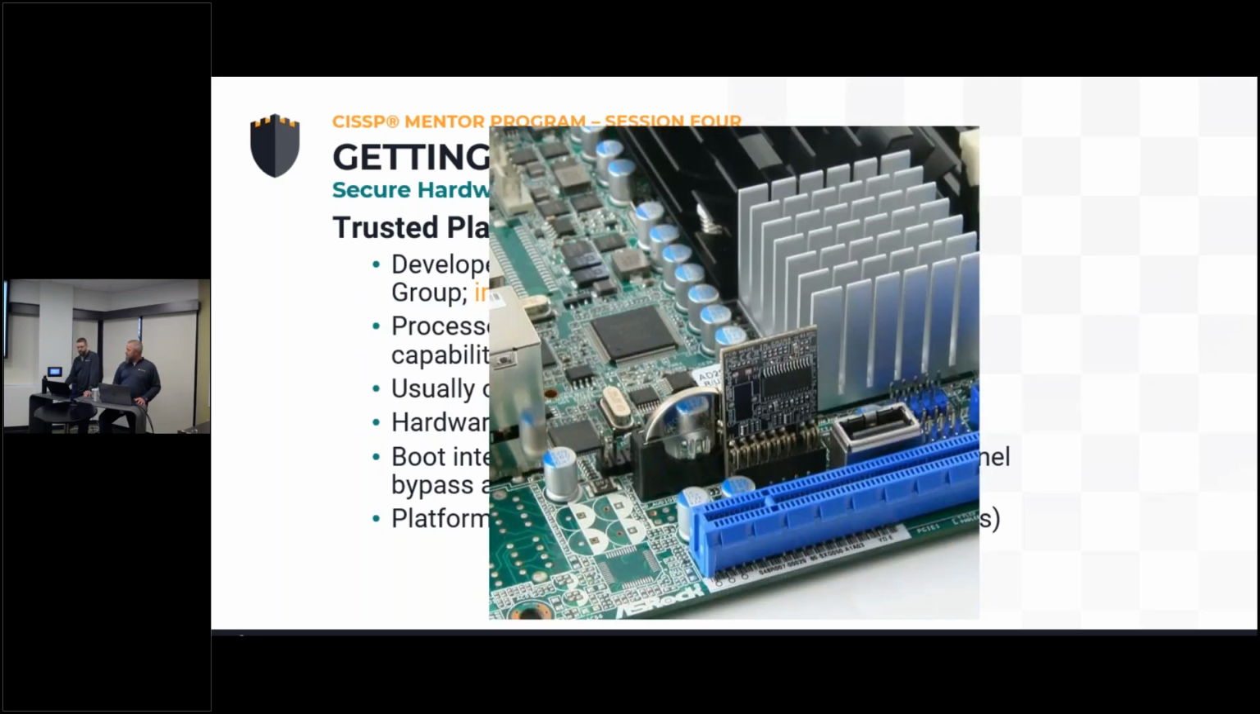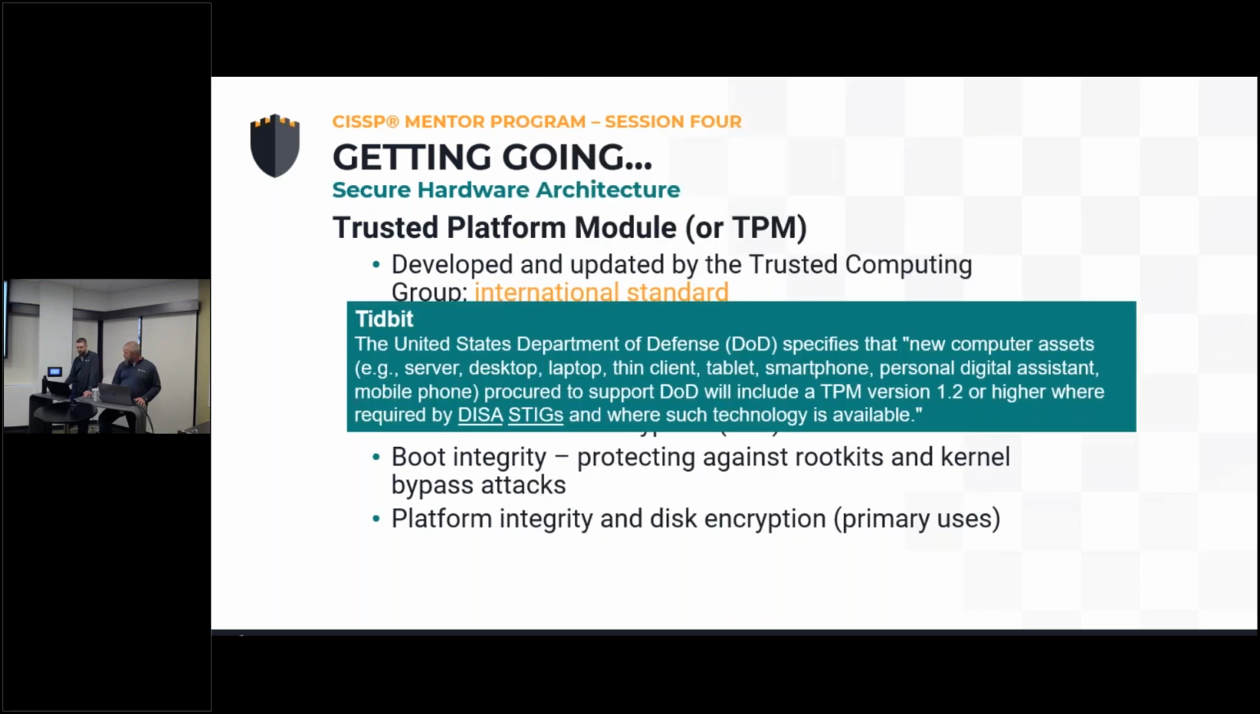That was a TPM chip, that little thing sticking up, that's your TPM chip. A tidbit, it's not testable, but there are some things about the DoD and STIGs and what TPM version they permit, but that's probably outdated too now.